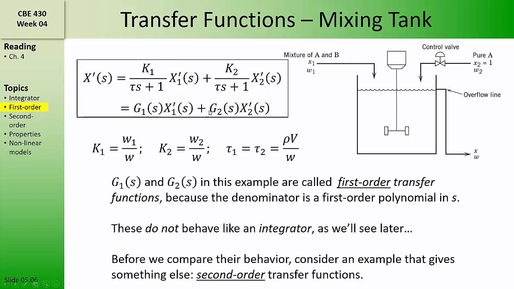Both G1 and G2 in this example are called first-order transfer functions because the denominator is a first-order polynomial in s with a constant term. These do not behave the same as an integrator, as we'll see later. Before we compare their behavior, in the next video, we'll introduce a model that gives rise to what we call second-order transfer functions.